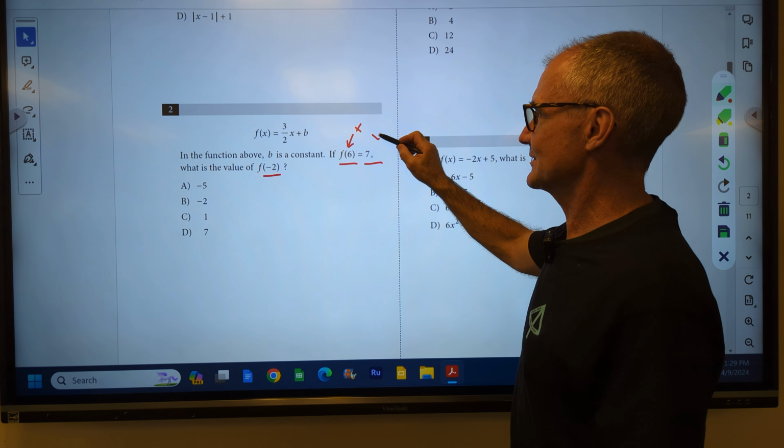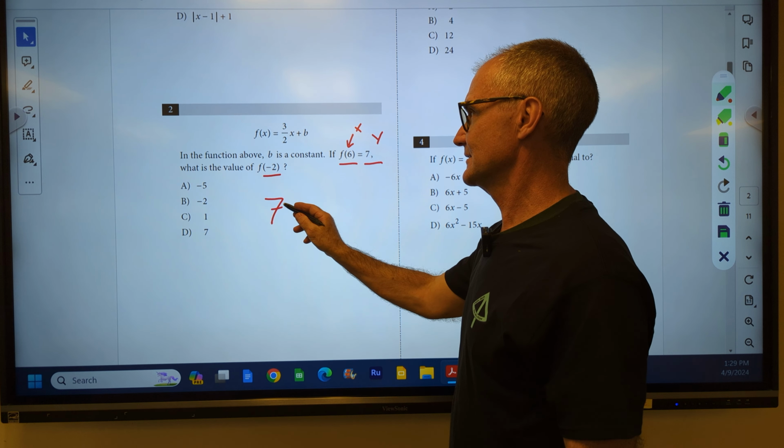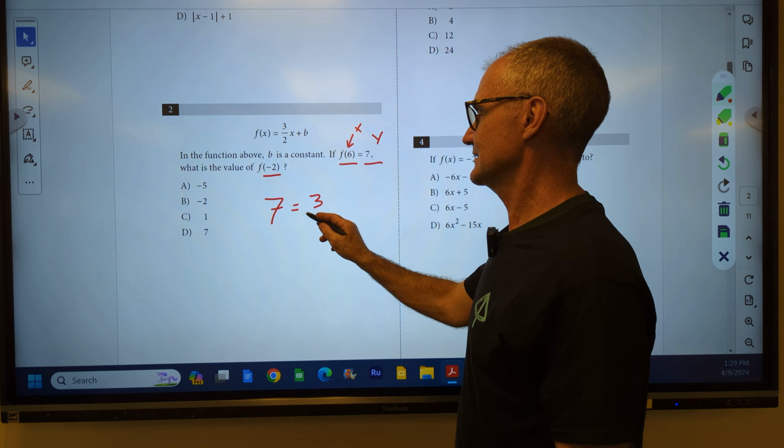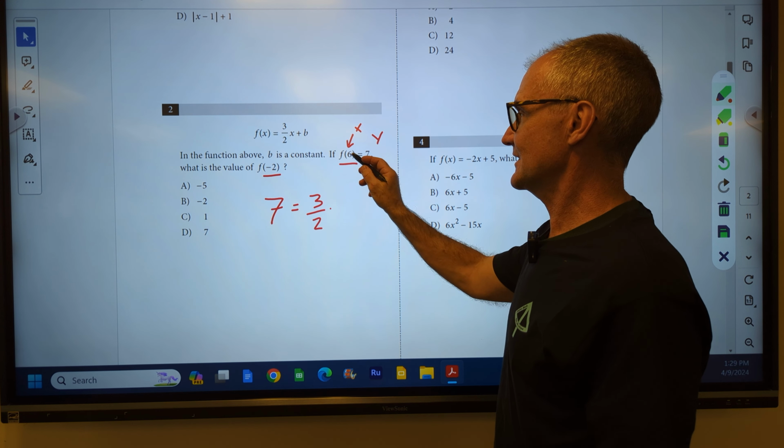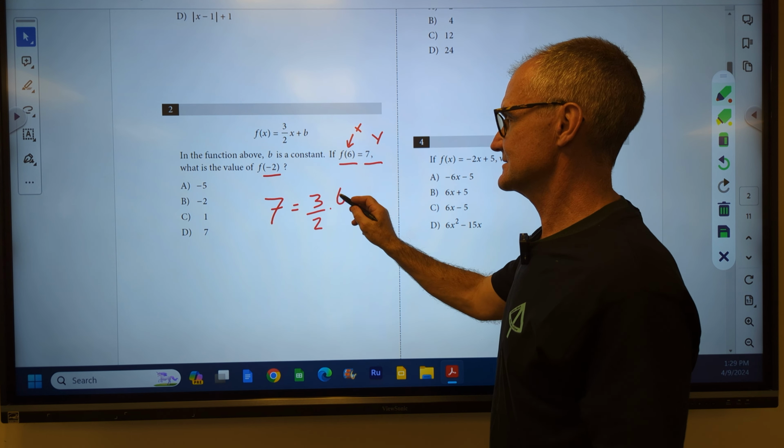So what this is saying is when this whole thing is 7, it's equal to 3 over 2 times x, 6, plus b. So 7 is equal to 18. 3 times 6, 18 divided by 2. 9 plus b. Subtract 9 from both sides. B is equal to negative 2. Now that I have that value for b, I could replace the b with a negative 2.